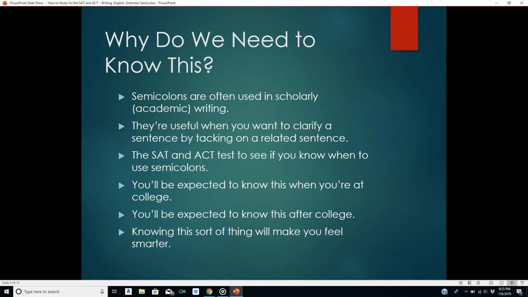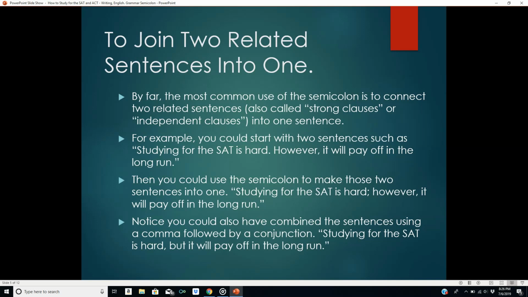Well, first of all, semicolons are often used in scholarly, that is, academic writing, and other kinds of formal writing. They're also useful when you want to clarify a sentence by tacking on a related sentence. The SAT and ACT both test to see if you know when to use semicolons. You'll be expected to know this when you're at college. You'll be expected to know this after college, and knowing this sort of thing will make you feel smarter.